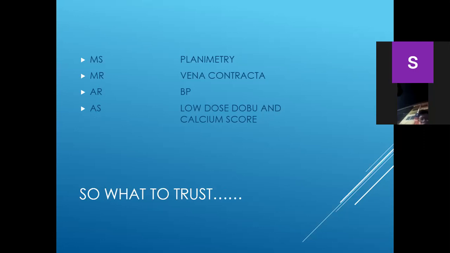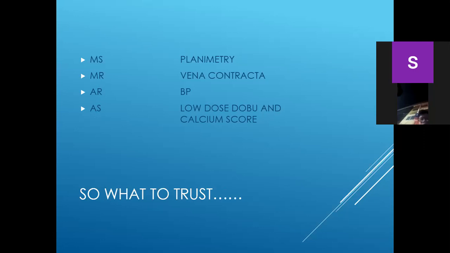For aortic regurgitation, you'd be surprised what I'm going to say. If there is a large pulse pressure, trust BP. If there is a narrow pulse pressure, you can't really say that there is no aortic regurgitation. But if you have a large pulse pressure, then blood pressure becomes a very good tool to make you understand that hunt for AR, hunt for AR, hunt for AR.